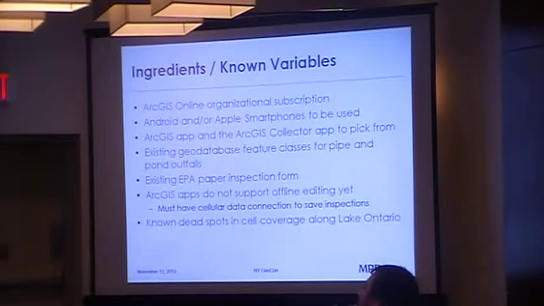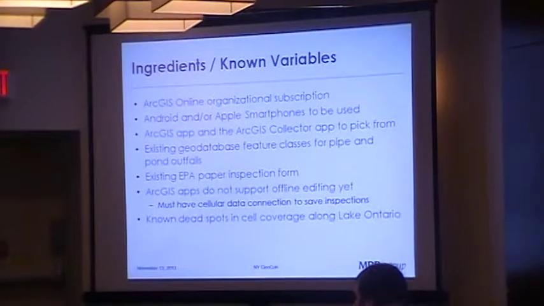Two different apps from ESRI to choose from, the ArcGIS app and the Collector app. We had their existing geodatabase with all of their utility information. We had this existing paper form, which you saw in the first slide. The other thing to take into consideration is that the ArcGIS apps in their current state do not support offline editing yet. So we knew for 100% certainty from our previous RTK surveying that there were portions of the town along the Lake Ontario shoreline that did not get cell service. So we knew going in that this was not going to be a 100% capable solution because there was no offline editing.